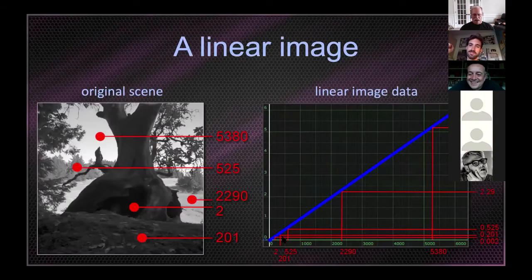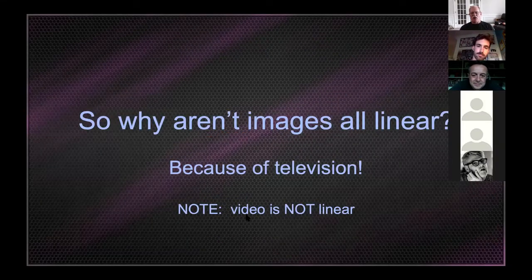Okay, so this is a linear image. Original scene, these numbers over here represent the code values of it. And this is a linear ramp showing how there's a one-to-one relationship between the pixel code value and its apparent brightness. This is a linear image. So why aren't all images linear? I mean, it makes perfect sense, right? Well, because of television.